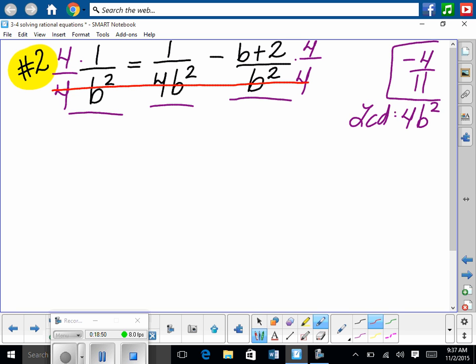So we have 4 times 1, which is 4. So we have 4 is equal to, right here we just have our 1. Then we have 4 times all that stuff, right? 4 times all that stuff. So we've got to be careful. We're going to distribute it through. 4 times b is 4b. 4 times 2 is plus 8.